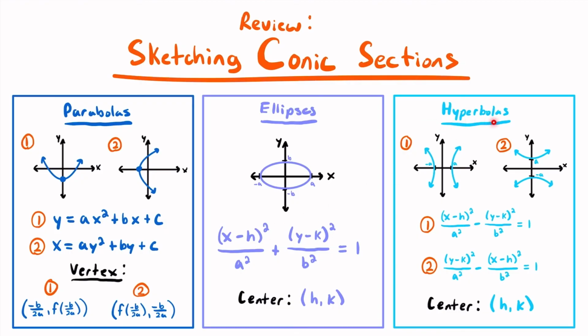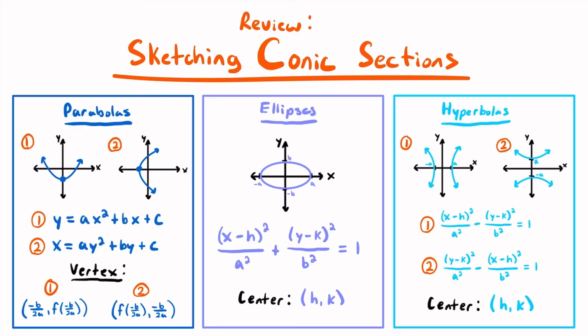Now finally we have hyperbolas. Similar to parabolas, hyperbolas can look two different ways depending on how the equation is formed. In general, hyperbola equations are essentially ellipse equations, but where that plus sign in the middle is negative, okay?